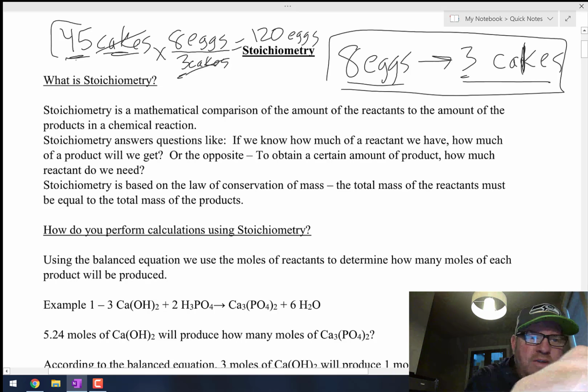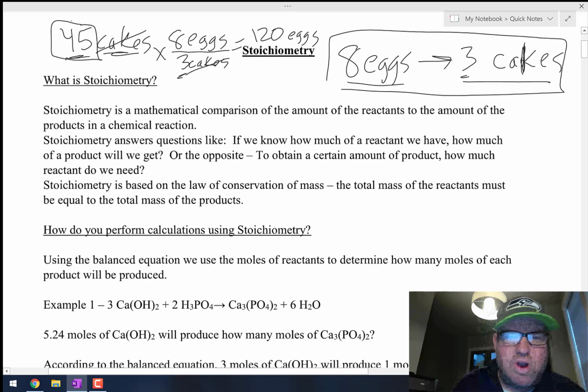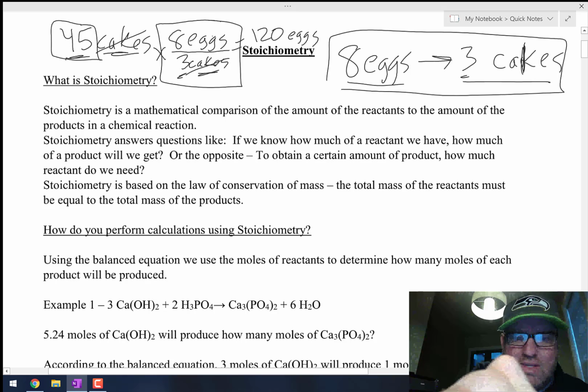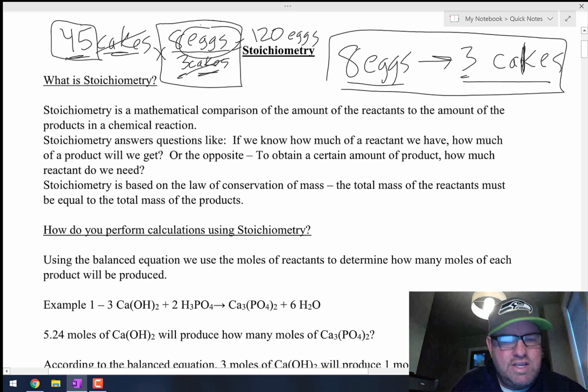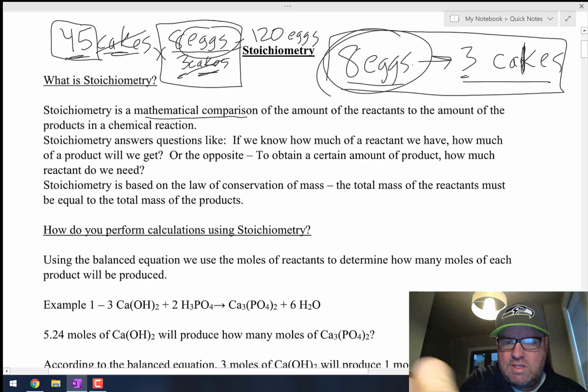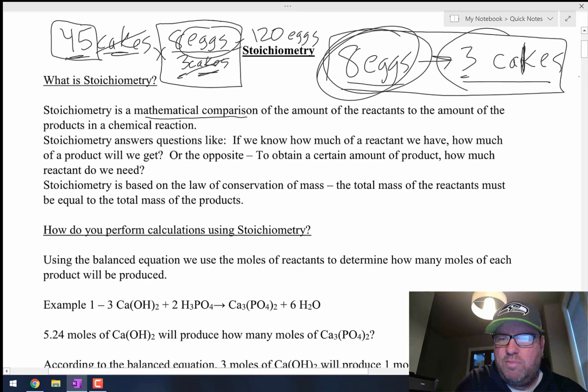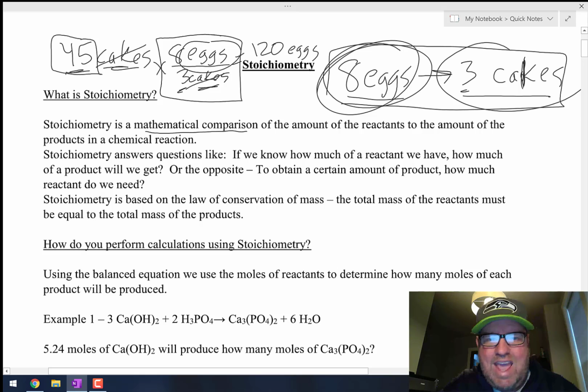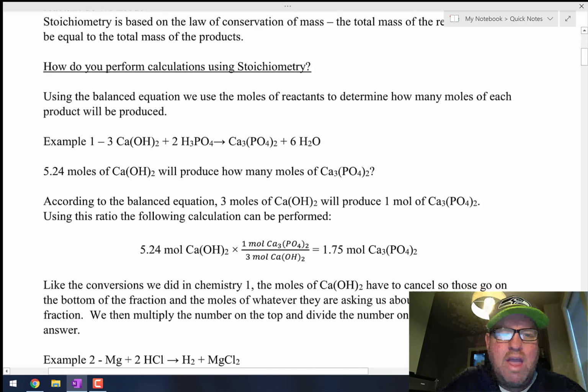So if I want to make 45 of my cakes, I need to go to the store and buy 10 dozen, or 120 eggs. And this step right here where we converted from cakes to eggs, that is basically what stoichiometry is. It's a mathematical comparison of the amount of the reactants to the amount of the products in a chemical reaction. Now let's go away from cakes and eggs and look at a real chemistry example.